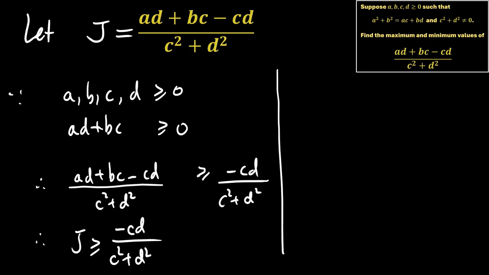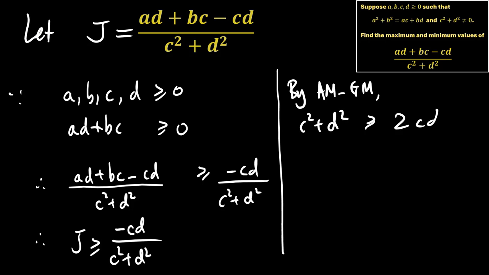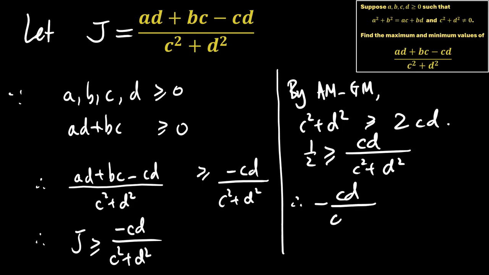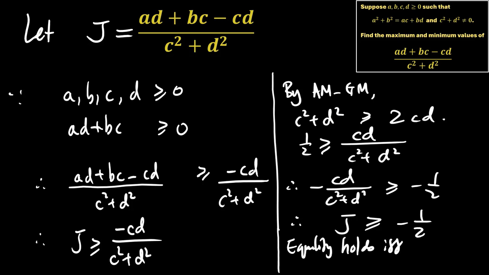We claim that this is at least negative half. This is so because by AM-GM, C squared plus D squared is greater than or equal to 2CD. So half is greater than or equal to CD over C squared plus D squared. And therefore, negative CD over C squared plus D squared is greater than or equal to negative half. So J is greater than or equal to negative half, and the equality holds if and only if C equals D equals B equals 0. Okay, now we have solved the lower bound.